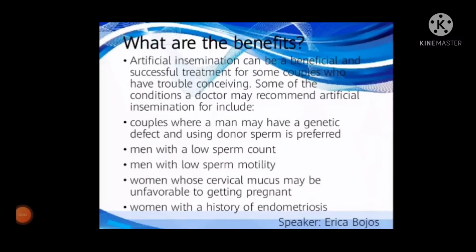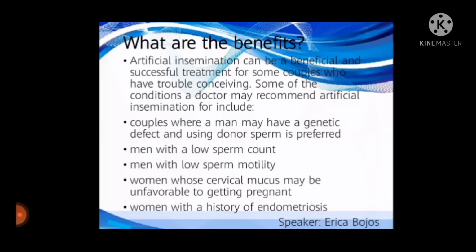What are the benefits? Artificial insemination can be a beneficial and successful treatment for some couples who have trouble conceiving. Some of the conditions a doctor may recommend artificial insemination for include, of course, those couples who have trouble conceiving and want to conceive, you can consider this process. It is a highly beneficial and successful treatment, especially to those couples where a man may have a genetic defect and using donor sperm is preferred.